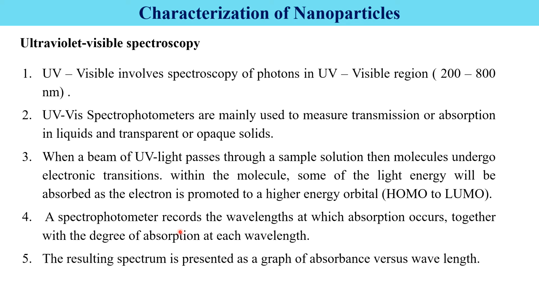A spectrophotometer records the wavelengths at which absorption occurs, together with the degree of absorption at each wavelength. The resulting spectrum is presented as a graph of absorbance versus wavelength. And this characterization technique is very useful because whether the nanoparticle shows absorption in UV region or in visible region, that is the important part for further research.